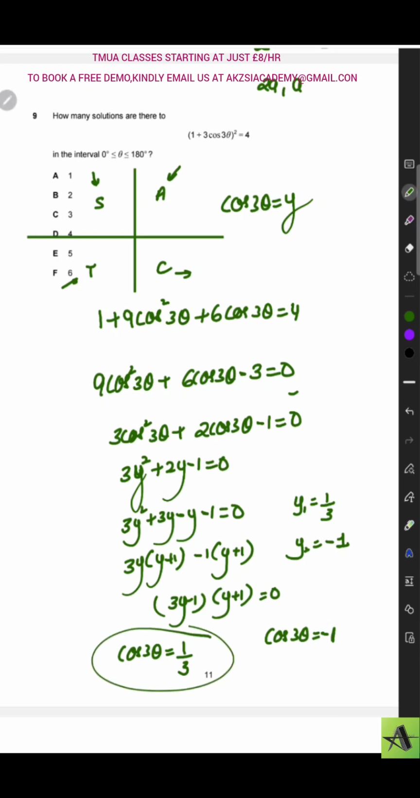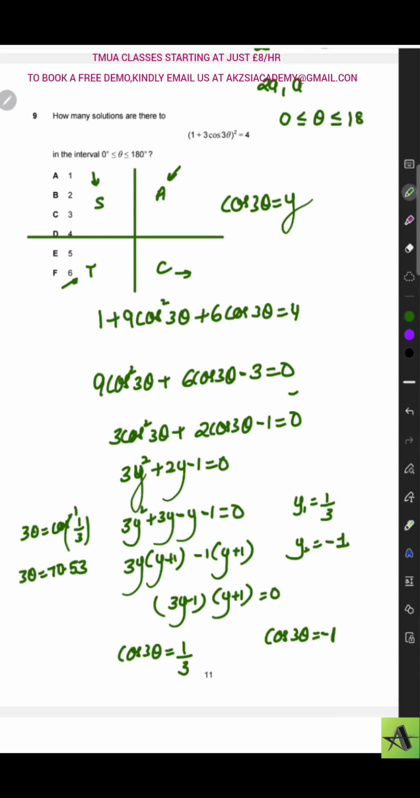That means 3 theta is equal to cos inverse 1 by 3, and cos inverse 1 by 3 is 70.53. So 3 theta is 70.53. Don't solve for theta right here, this is not correct. Why? Because theta should be between 0 and 180 degrees, but we are calculating 3 theta. So multiply all the sides by 3, and this will give me 3 theta between 0 and 540 degrees.